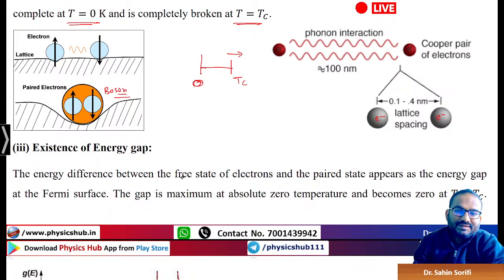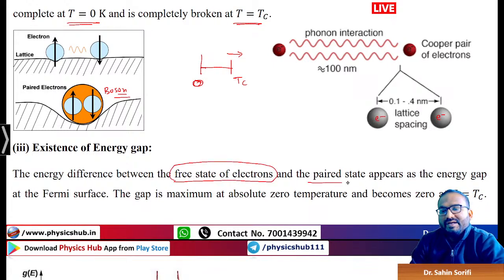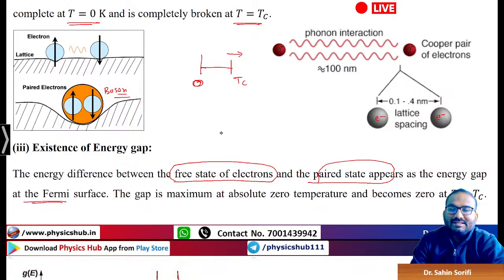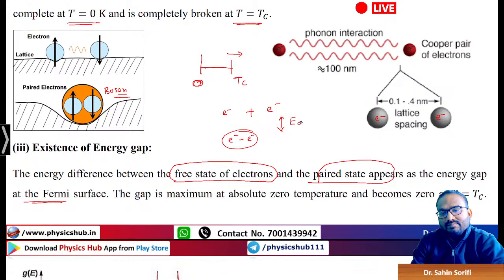Now this energy difference between the free state of electron and the paired state is the energy gap at the Fermi level. So the band gap energy of a superconductor is this: electrons separated, total energy; electrons forming a pair, the energy. This gap serves as the band gap of the superconductor.